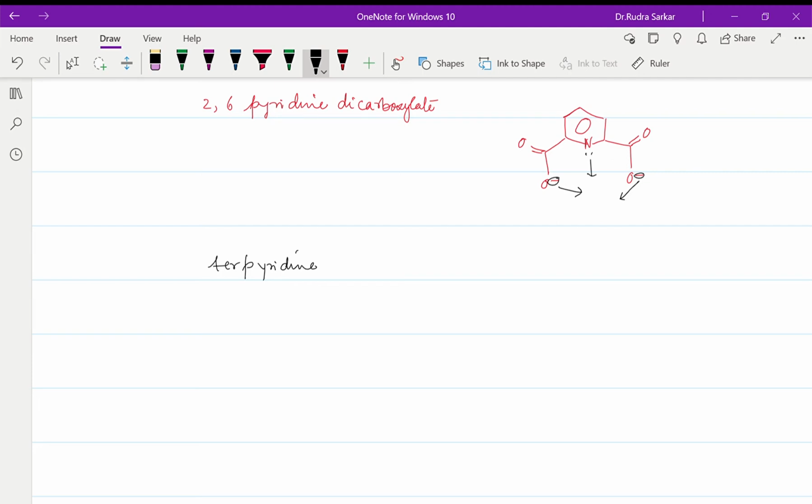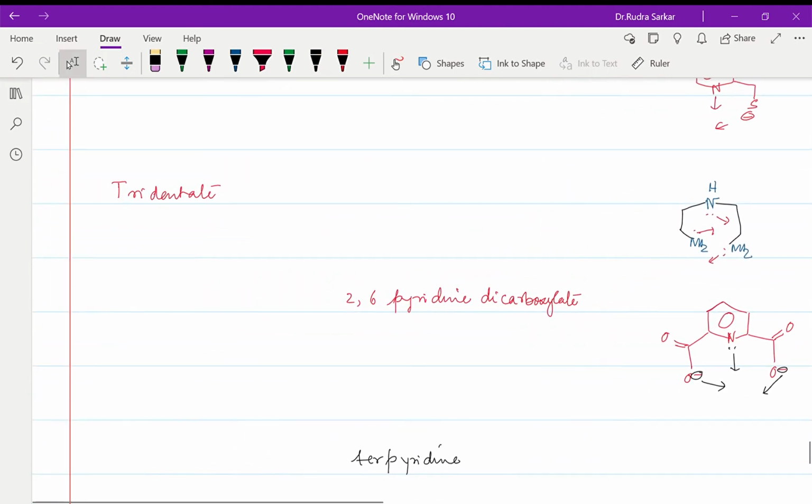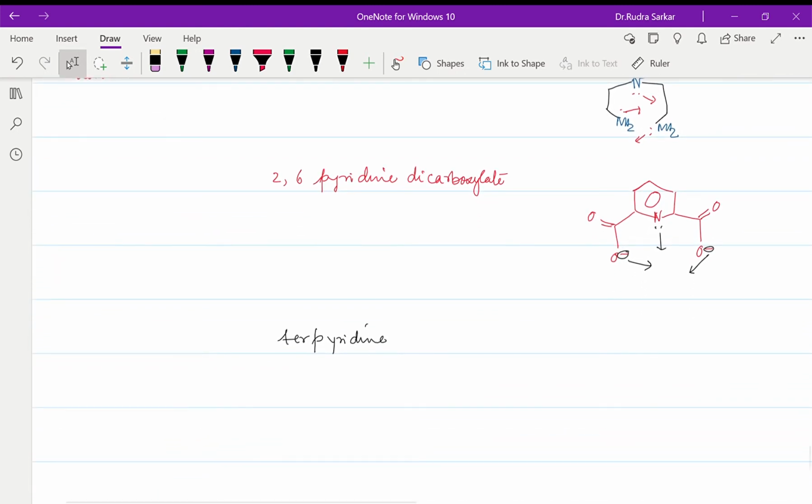So as we were discussing last day, bidentate ligands. Now we are going to discuss tridentate ligands. That means there are three donor points. Now, as you can see, this is called 2,6-pyridine dicarboxylate. This is one donor point, that is one donor point, and that is another donor point.